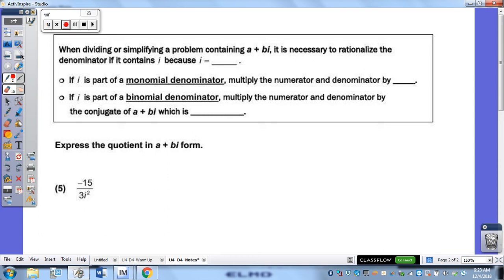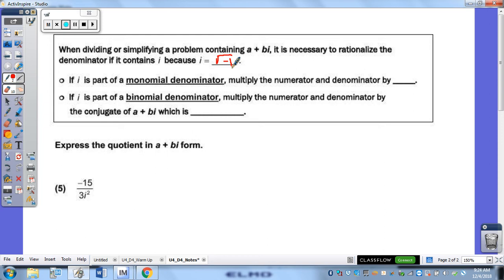So that was multiplying. When dividing or simplifying a problem containing a plus bi, it is necessary to rationalize the denominator if it contains an i. Because again, i is the square root of negative 1. As we learned in our last unit, you can't have radicals in your denominator. So since we can't have radicals, we also can't have i's because i represents a radical.